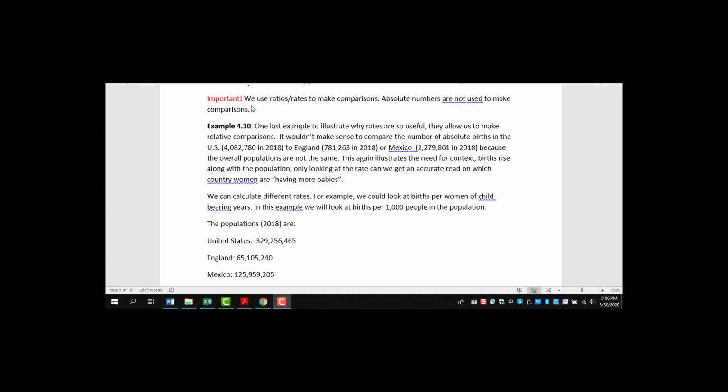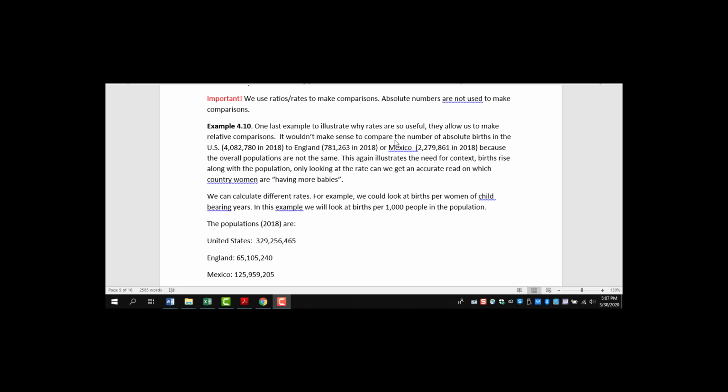This is our last section in 4.2, and we're going to use ratio rates to make comparisons. I want you to really understand the important thing here. The math's really simple, but it's just the understanding that absolute numbers are not used to make comparisons. We use ratio and rates to make comparisons. So the last example here of why rates are so useful: they allow us to make comparisons.